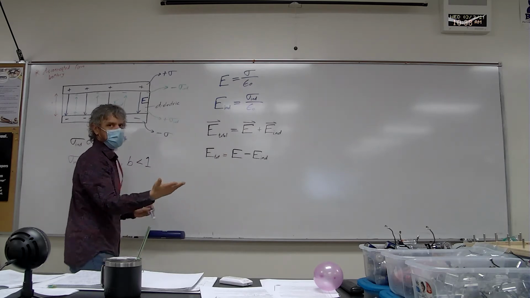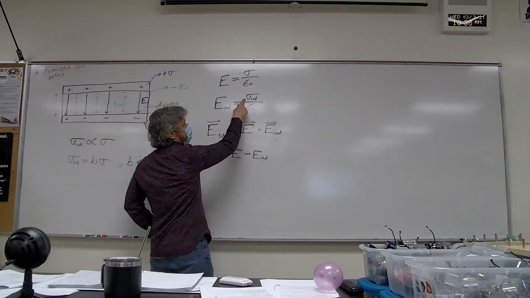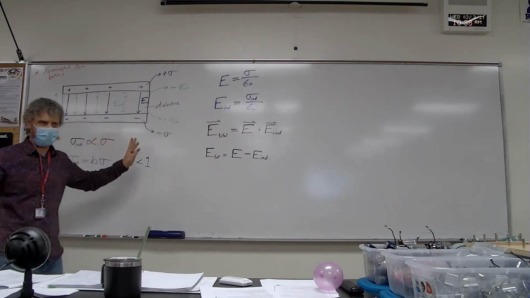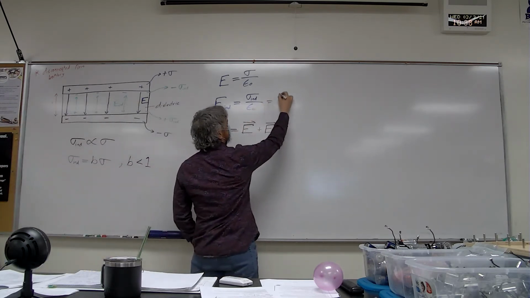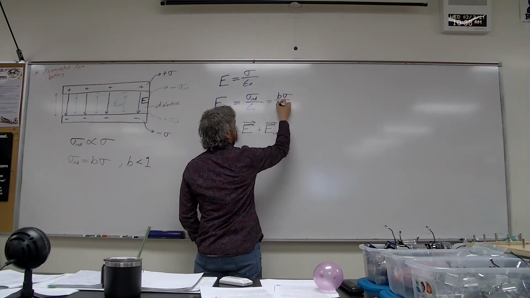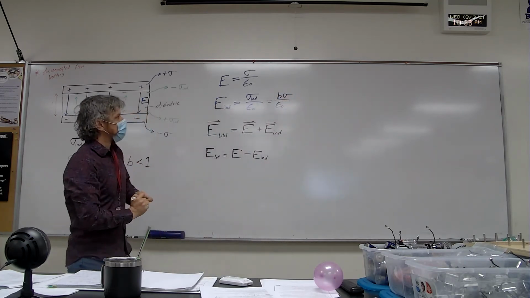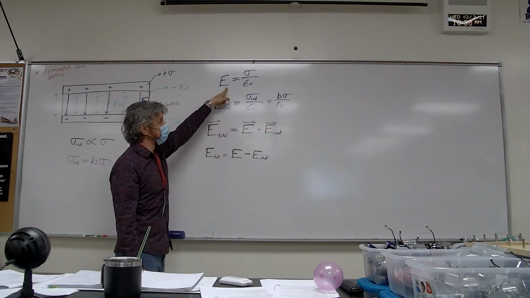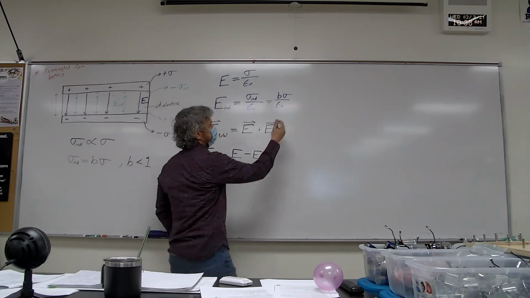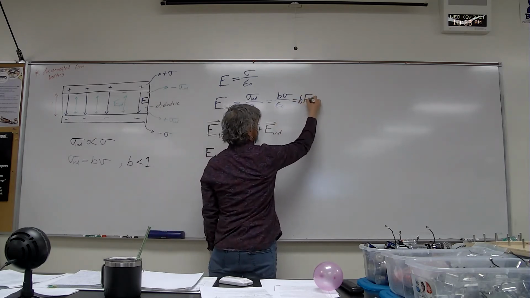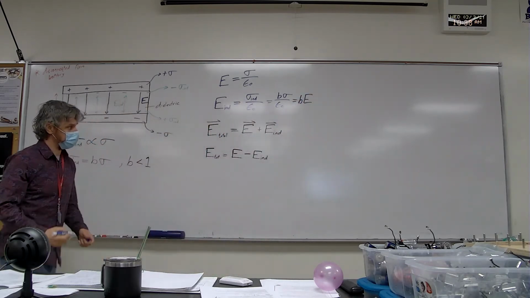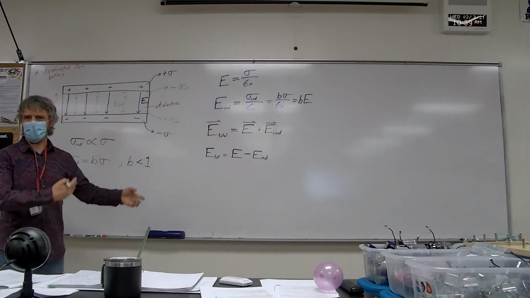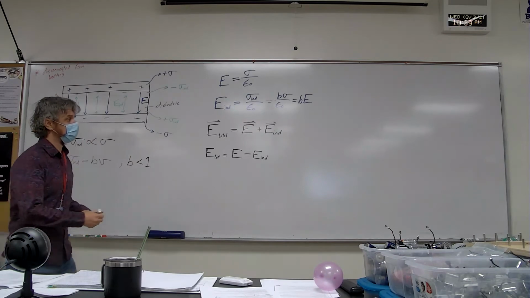Timothy, you're supposed to remind me. Jeez. Sigma induced is equal to B times sigma, right? It's direct proportion there. And so I can write this as B times sigma over epsilon naught. Sigma over epsilon naught is the original electric field. So the induced electric field is simply B times the original electric field. I knew I was missing something. But that makes sense, right? That just follows directly.